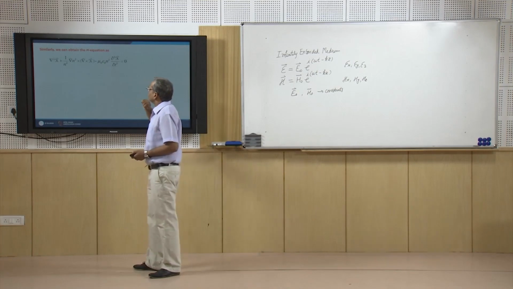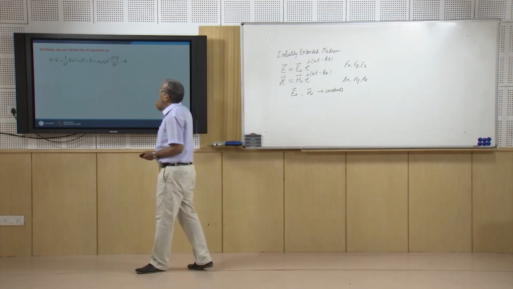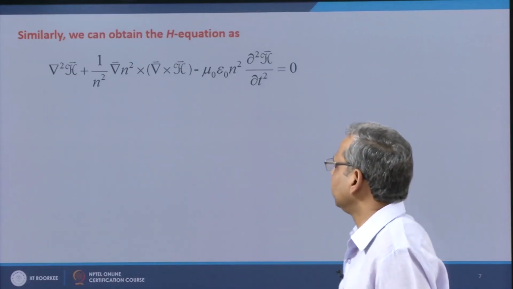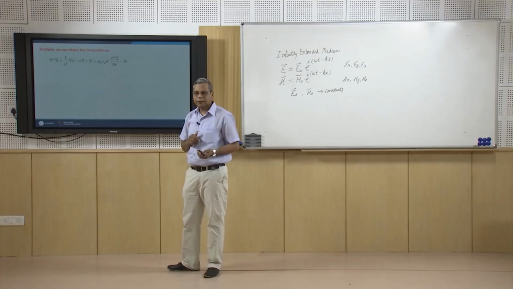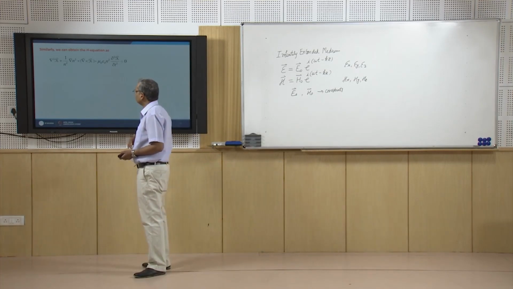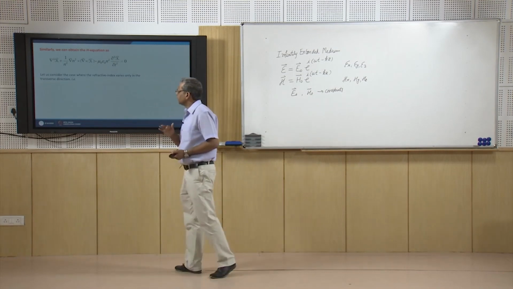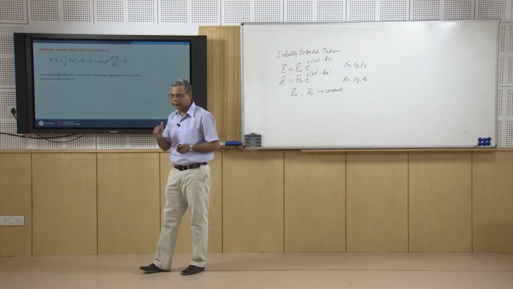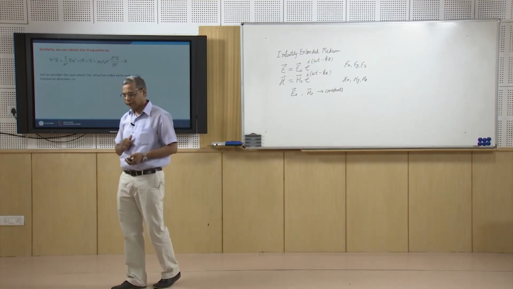Similarly, if I do it for the magnetic field, I will obtain an equation in H something like this. Again there would be a middle term which makes it impossible to separate out x, y and z solutions. So, now let me consider a case where the refractive index varies only in the transverse direction, which is the case of optical waveguides and optical fibers.